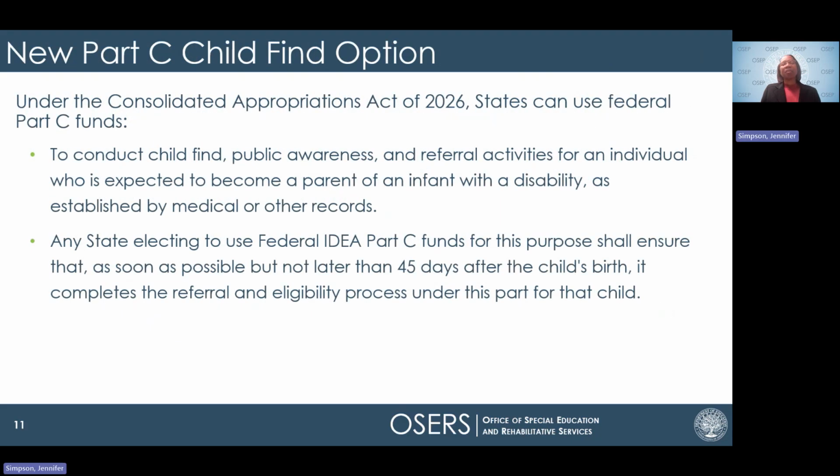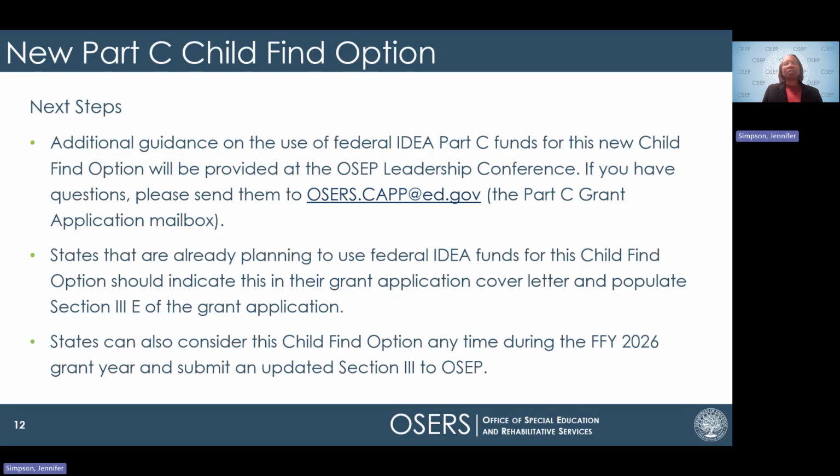One exciting thing that we'd like to share this year is related to language in the 2026 appropriations for IDEA, which allows for the use of federal IDEA Part C funds to support pregnant women who are expecting a child with a disability. This optional child find option is something where OSEP will provide additional guidance. And so if you already know that you think you would pursue this option, you can let us know in the cover letter with your grant application.